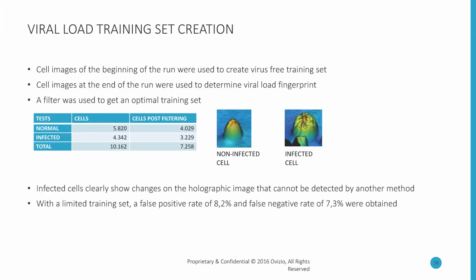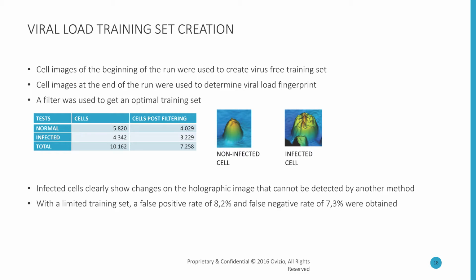So what did we do? We used the machine learning methodology to look if we could find something that could determine the difference between an infected and a non-infected cell. So the cell images of the beginning of the run were used to create the virus-free training set. The cell images at the end of the run were used to determine the viral load fingerprint. And then we used a filter to get an optimal training set. And infected cells actually clearly show changes on the holographic image that cannot be detected by any other method.